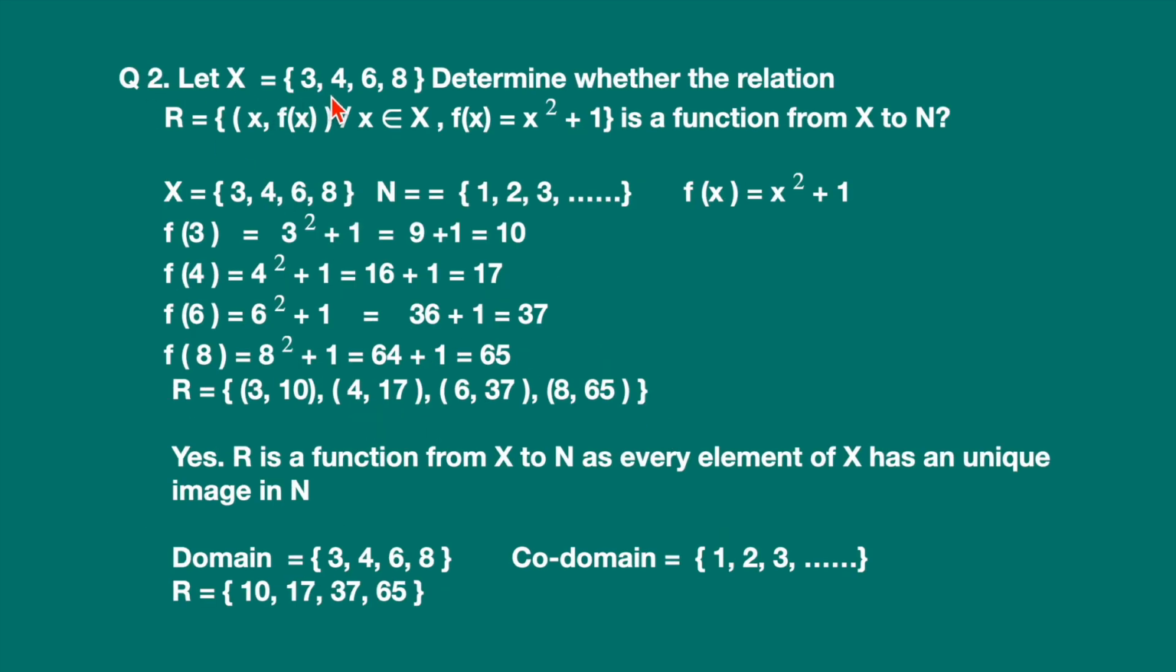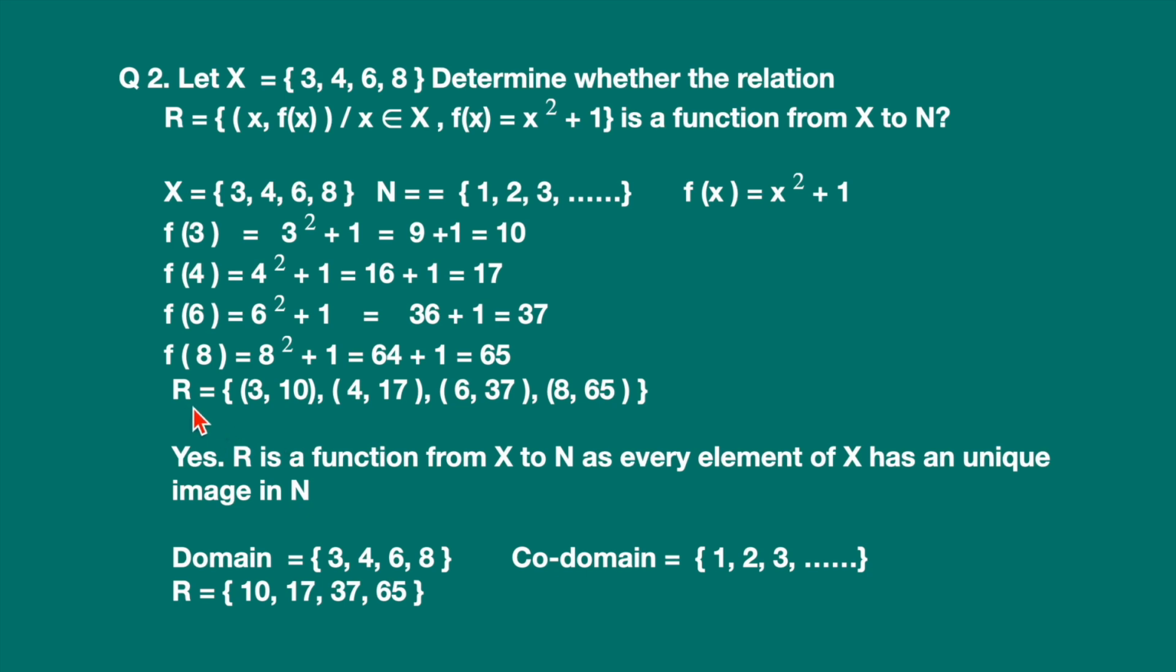Question 2. Let X = {3, 4, 6, 8}. Determine whether the relation {(x, f(x)) : x belongs to X, f(x) = x squared plus 1} is a function from X to N. So write down X here, N, and write down the relation. Now let us find all the images of x. First take the first element, f(3), substitute here. So 3 squared plus 1, that is 9 plus 1, 10. Substitute 4, you get 4 squared plus 1, 16 plus 1, 17. Substitute 6, 6 squared plus 1, 36 plus 1, 37. For 8, you will get 65. So these are the images.